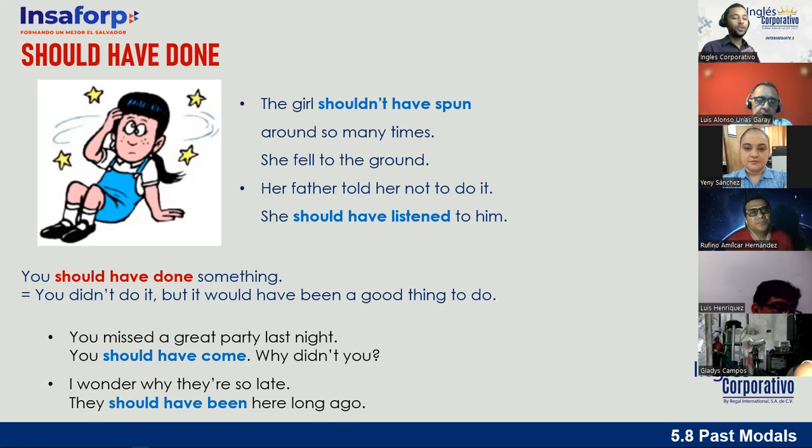Thank you, Amilcar. You missed a great party last night. Te perdiste una gran fiesta anoche, right? You should have come. Why didn't you? Debiste haber venido o deberías haber venido, haber llegado, ¿verdad? ¿Por qué no lo hiciste? Right? So you should have come. Why didn't you? Sorry, mosquitoes. Okay, that's it. So you should have come. That means this person didn't go to the party. Pero debería haber ido. No se la habría perdido en ese caso.